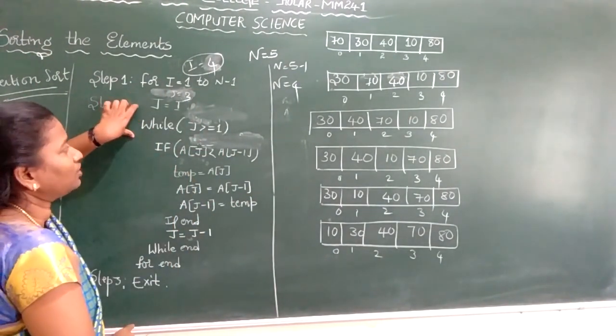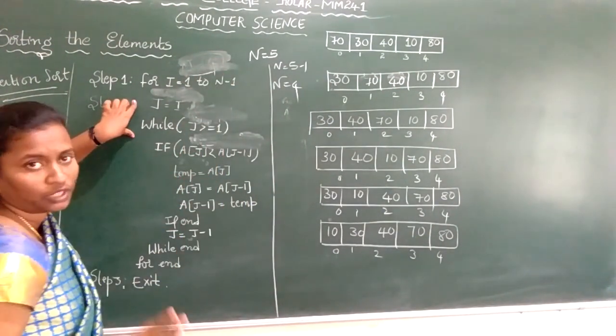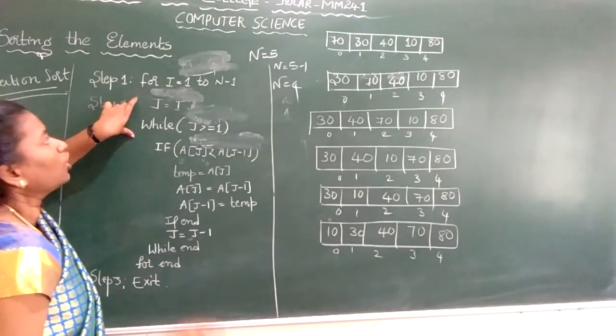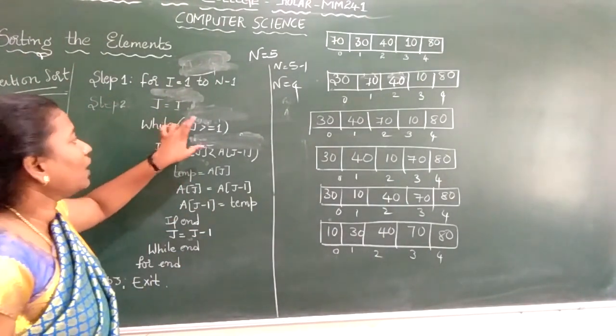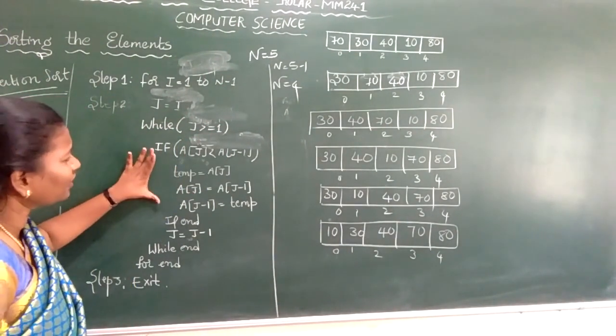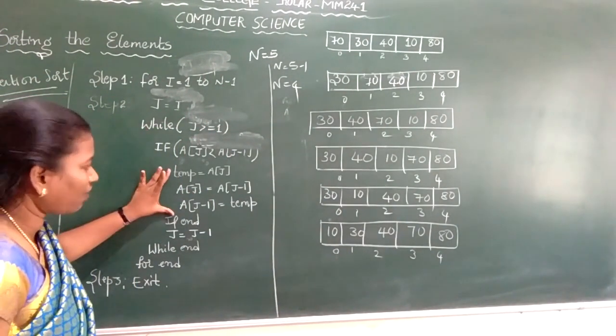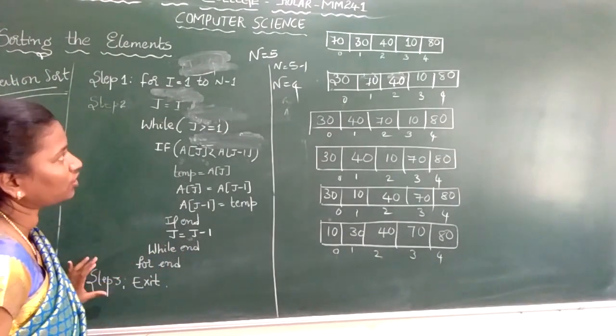So interchangeably we will be doing the while loop and the for loop. These are the only two loops we use in insertion sort. So for I is equal to 1 to n minus 1, j is equal to I, while j is greater than or equal to 1. Next we have an if statement, then we have a swapping, then j minus 1, and we enter the while loop as well as the for loop.